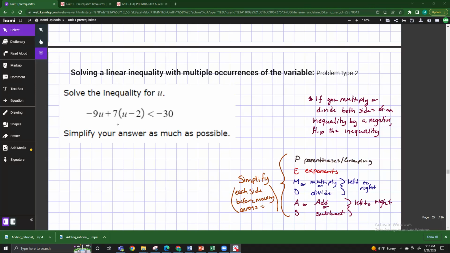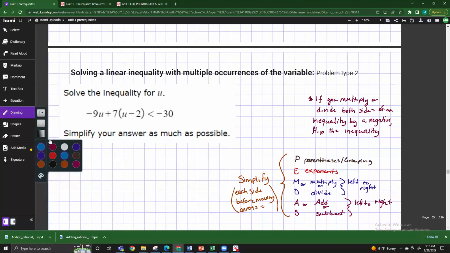So when we're doing this problem, we're going to start with the parentheses because we see that there are parentheses in the problem. So we're going to deal with those first. It's always whatever's attached to the parentheses. So in this case, it's a positive 7, and it's going to go times the u. So that negative 9u is hanging out in front. And then I'm going to have a 7 times u, and then a 7 times negative 2. And then I get to the inequality, so we're going to simplify this.